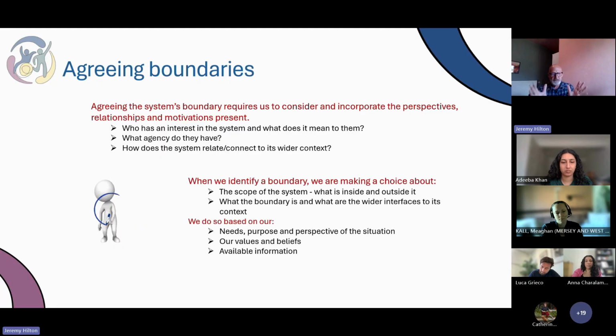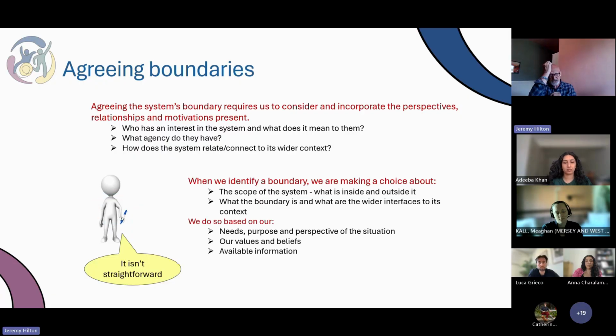And then when we identify the boundary, we're making choices about the scope of the system, what's inside it and outside it, what the boundary is and the wider interfaces. Part of the work we're doing in Sprocket is recognizing those interfaces, but then we're deciding how far do we incorporate our understanding and talk to other people. Or do we just make some assumptions or acknowledge any limitations? Because there's only so much we can do within Sprocket, but it's identifying those things we might want to seed other stakeholders to look at, because we may or may not have the scope to do that.